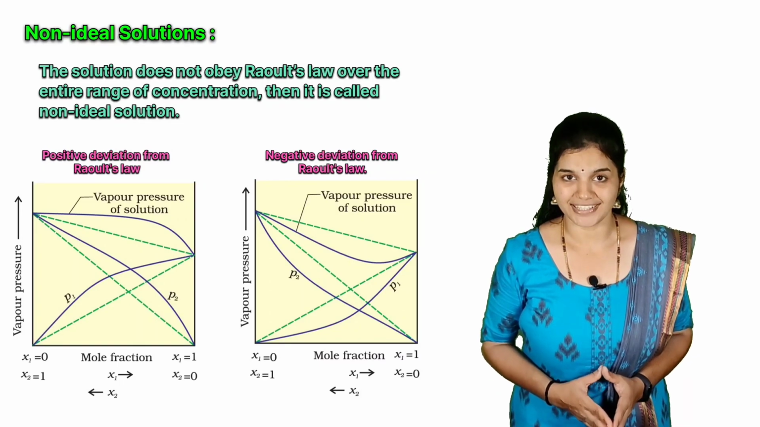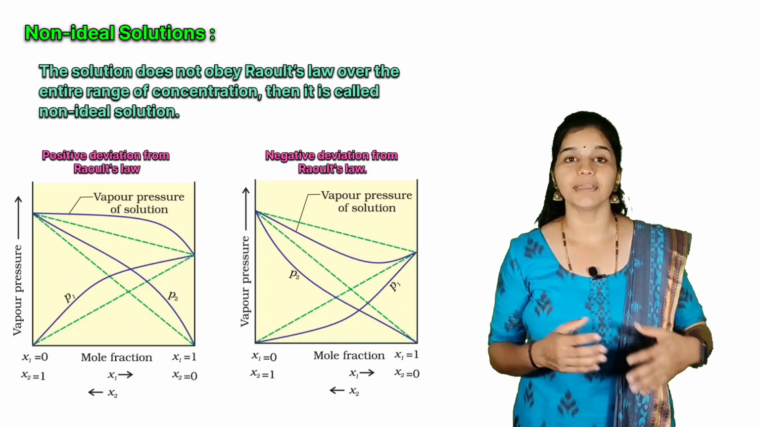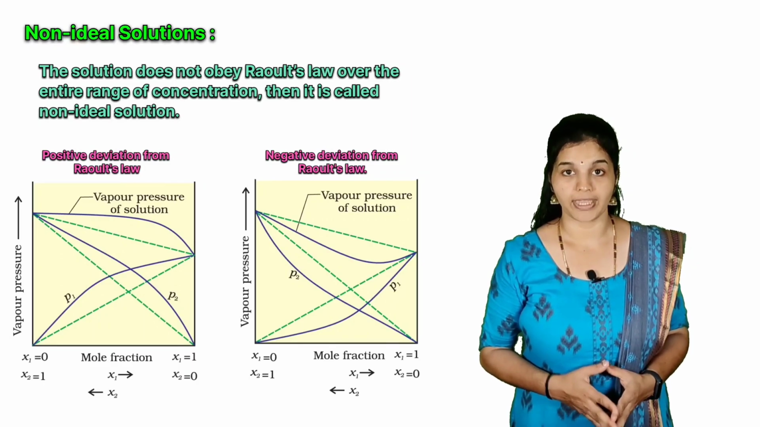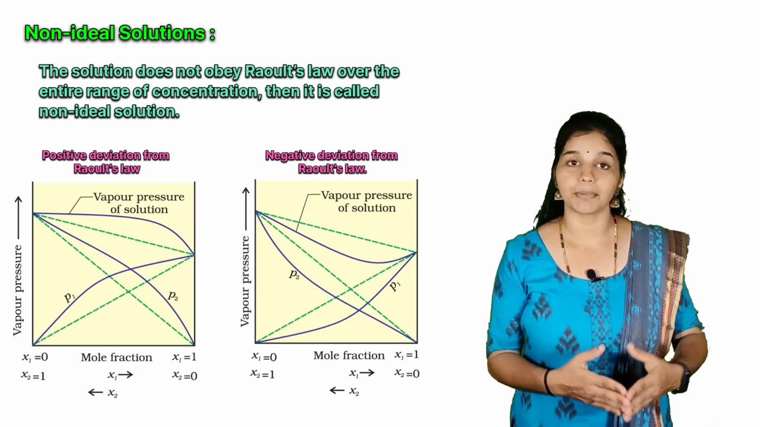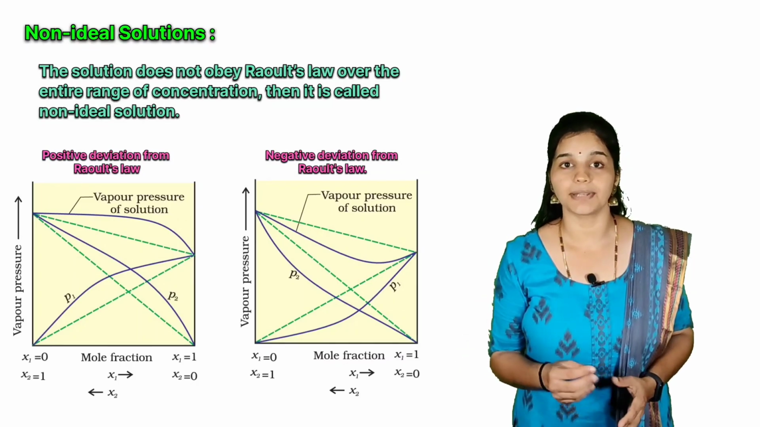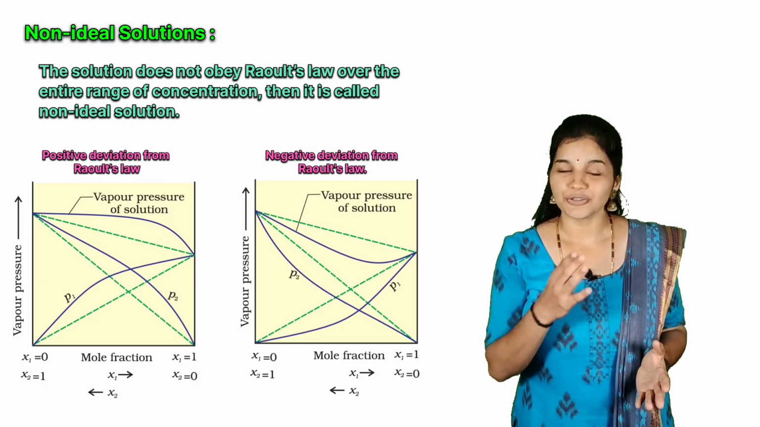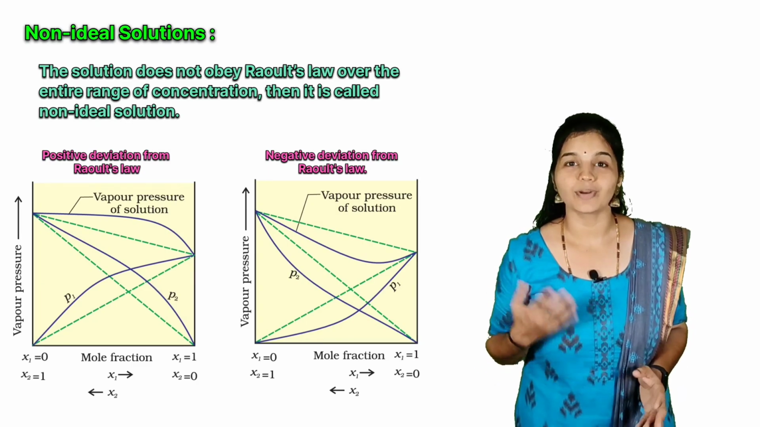Now the question is, when will a non-ideal solution have vapor pressure higher than that predicted by Raoult's law? And when will a non-ideal solution have vapor pressure lower than that predicted by Raoult's law? Thinking? You know the answer for this question. What is that?